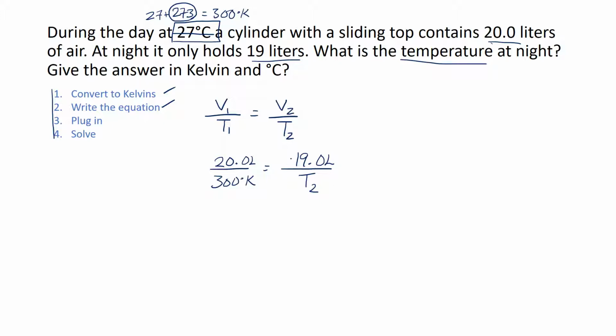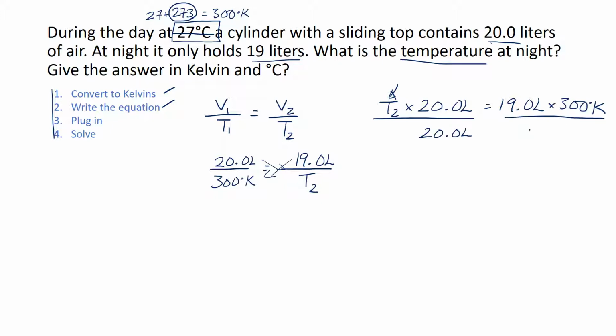Right, so to solve, I'm just going to cross multiply, right? So it says that T2 times 20.0 liters is equal to 19.0 liters times 300 kelvins, right? To isolate this variable, we want T2 to be by itself. Let's divide both sides by 20 liters. All right, so here 20 liters cancels. Check this out. The liters will cancel immediately, meaning we're going to be left in kelvins. This is a great little way to check to see if you've set things up correctly.